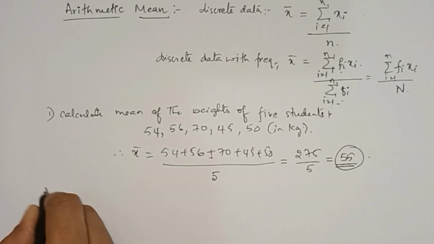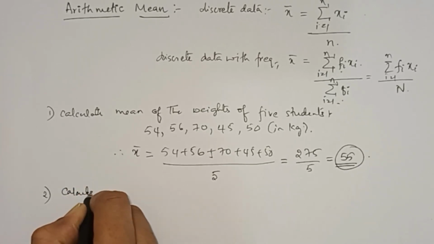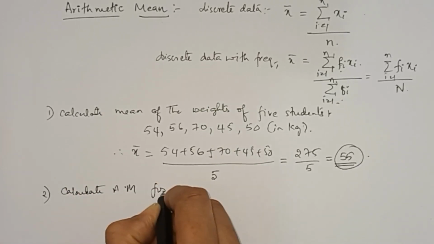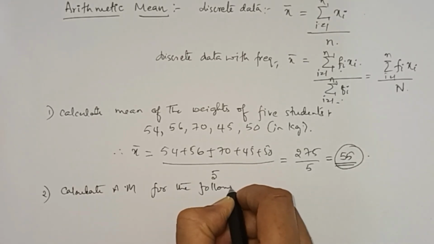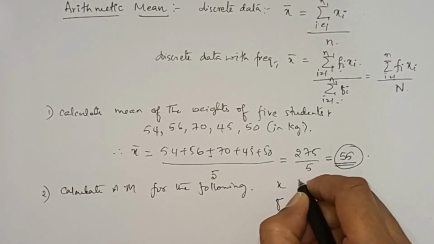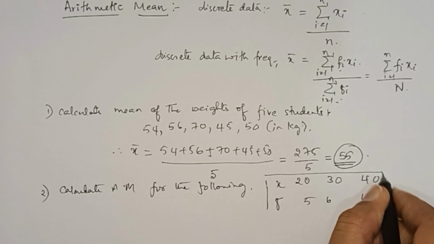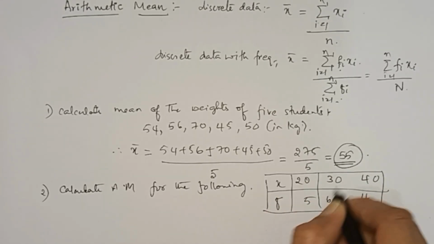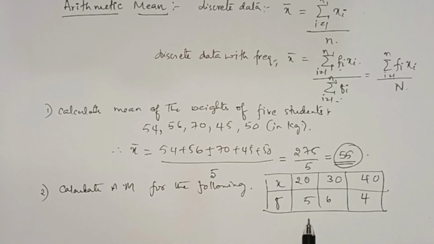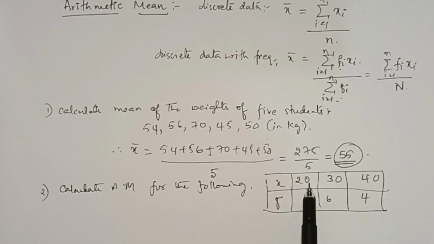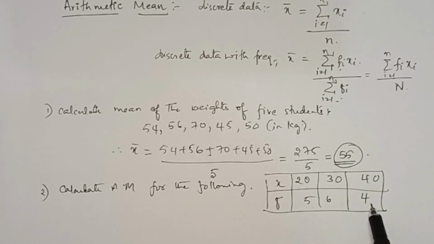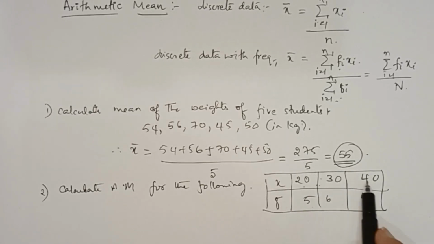Now one more problem. Calculate arithmetic mean for the following data. The data is x and f: x is 20, 30, 40, and f is 5, 6, 4. See here, this is the given data. First, identify the type of data. So the data type is discrete here because whole number values are given and no class intervals. So it is discrete data with the frequencies.